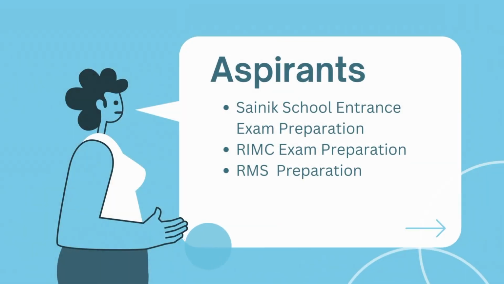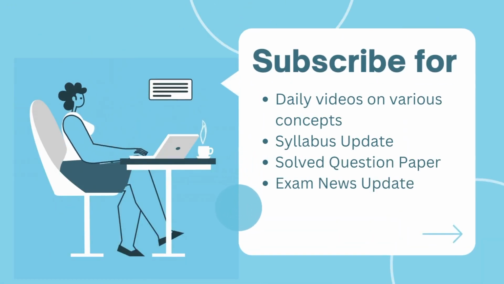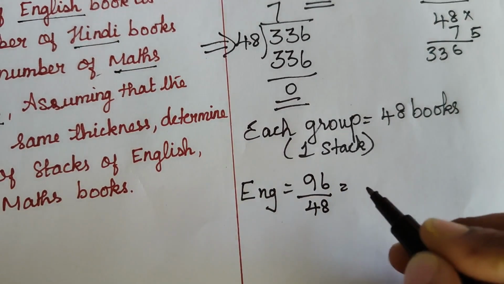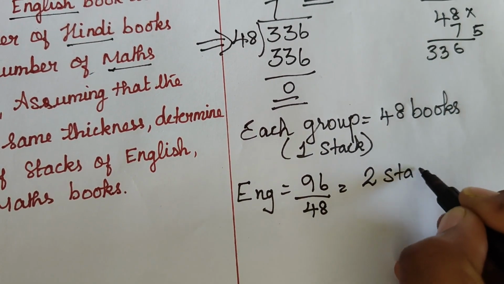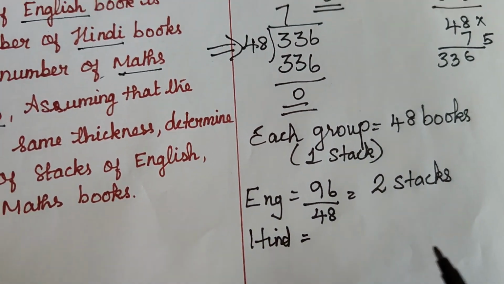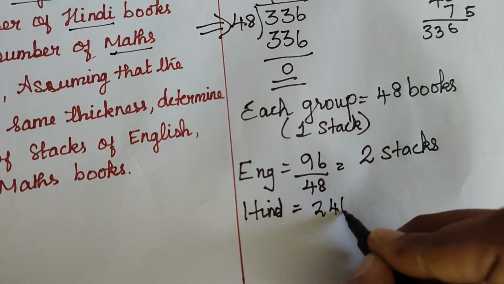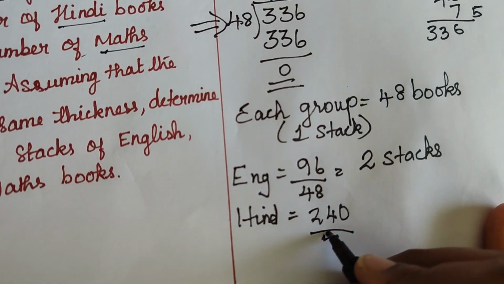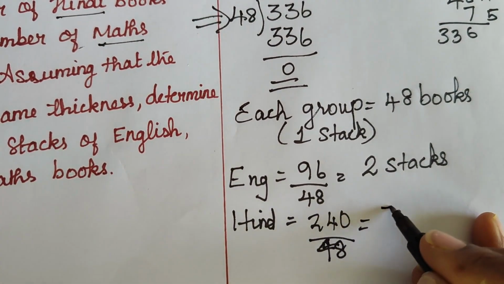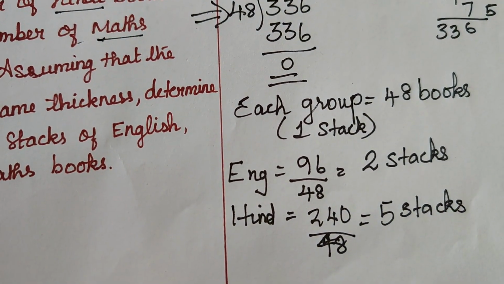96 divided by 48. 2 stacks of English books. Now Hindi books. How many stacks? The number of Hindi books is 240. So 240 divided by 48 is 5. The number of stacks of Hindi books is 5 stacks, each stack containing 48 books.